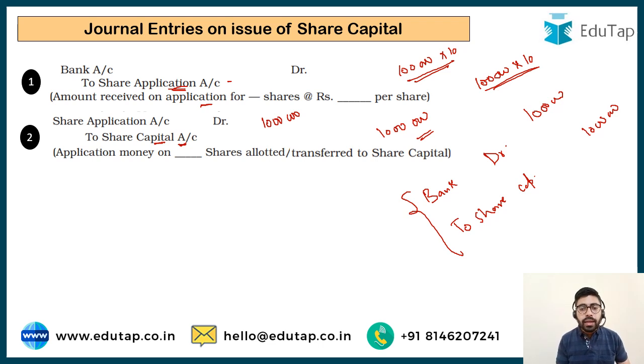The crux of these two journal entries is this only, that we have received 10 lakh in bank and we have received 10 lakh as share capital. Now share capital is capital, and an increase in capital is going to be credited. So that's why we have credited the share capital account. The share capital account is going to be reflected in the balance sheet of the company under the equity and liability side.